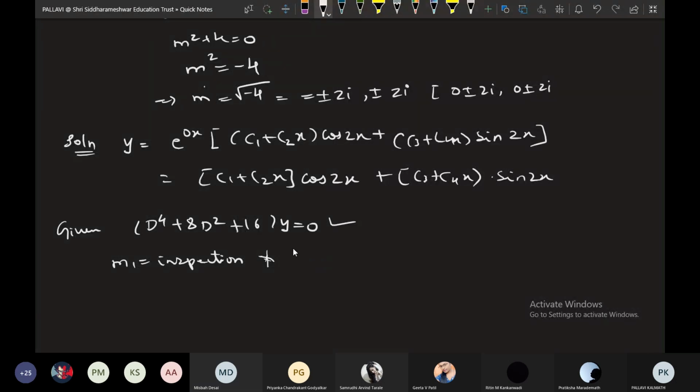Who told this answer? Pratiksha, ma'am. Pratiksha. Okay, good. So rest all, how did you try to solve this?